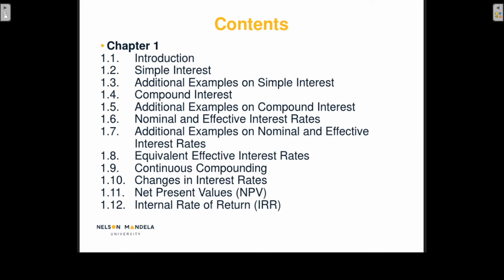When you look at the contents for chapter 1, I think you will recognize some, perhaps most of these topics that you've done already at school, but we will revise those, and there might be a few new concepts and definitions, I think roundabout from 1.7 or 1.8 onwards. And then we will build the basis in chapter 1. And then when we get to chapter 2, annuities, we are going to apply what we've learned in chapter 1 to do more complicated examples. And then in chapter 3, we will look at loans.